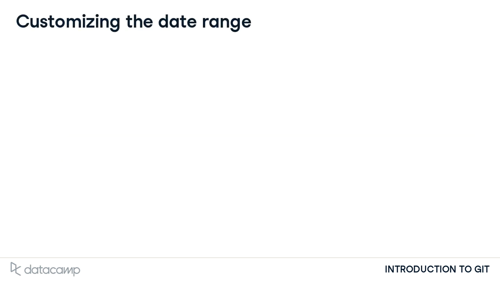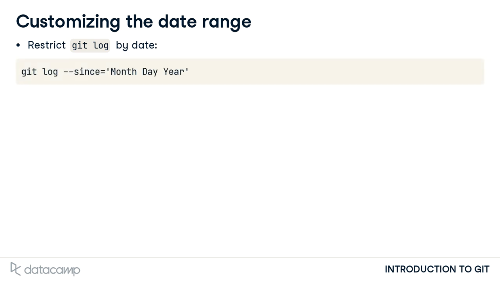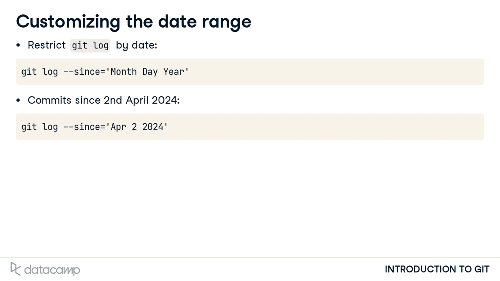Another way to restrict the Git log output is by date. Adding the --since equals flag followed by a date in single or double quotation marks shows only the commits since the specified date. We use the format of month, day, and year, where month is a 3-letter abbreviation, day is 1 or 2 digits, and year is 4 digits. For example, to see commits since the 2nd of April 2024, we execute git log --since equals April 2, 2024.